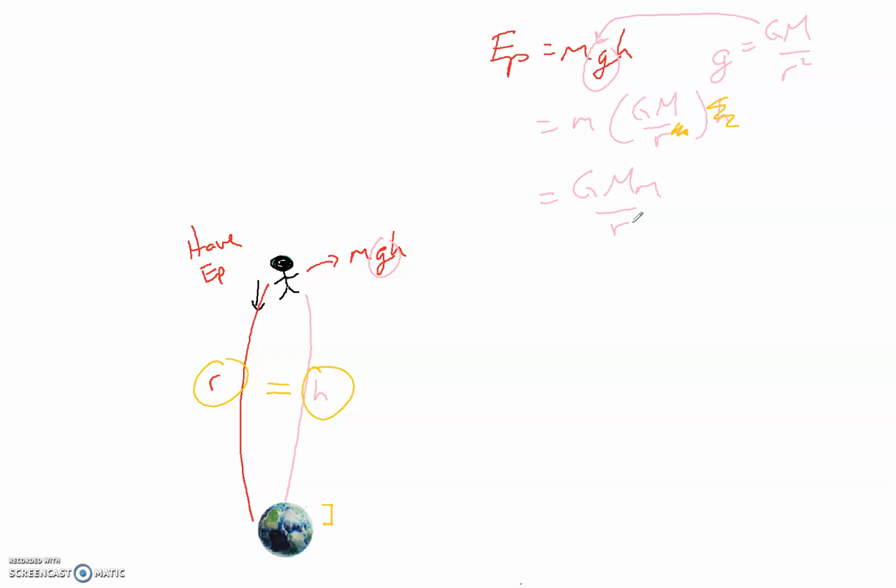And this is how we can calculate the potential energy of a mass at any distance from any kind of mass we want, and it incorporates the whole changing g value into it.